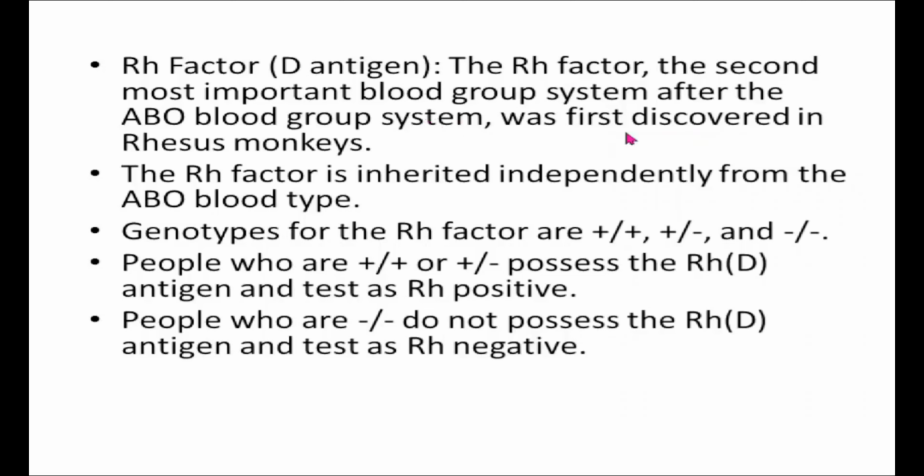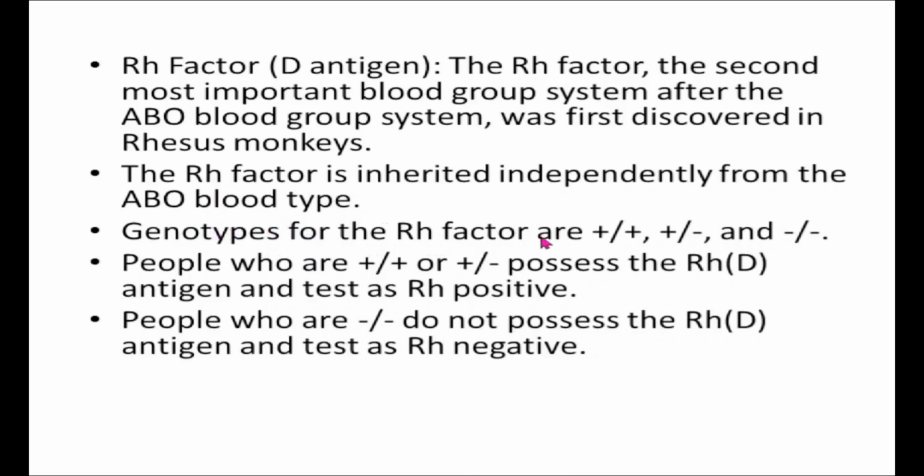This was first discovered in rhesus monkeys. Its name is RH because it was discovered first in these monkeys. Then finally it was found in the human body. The RH factor is inherited independently from the ABO blood group. They are not dependent on each other. RH is independent from ABO.